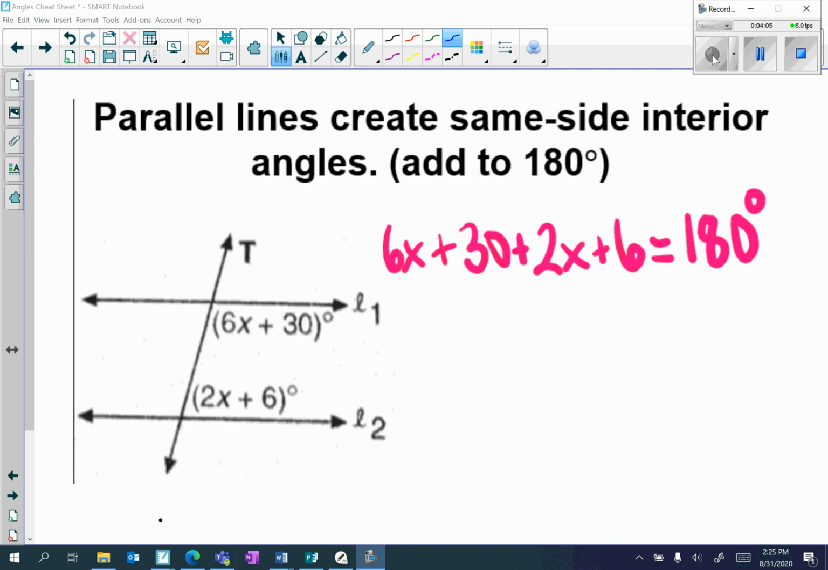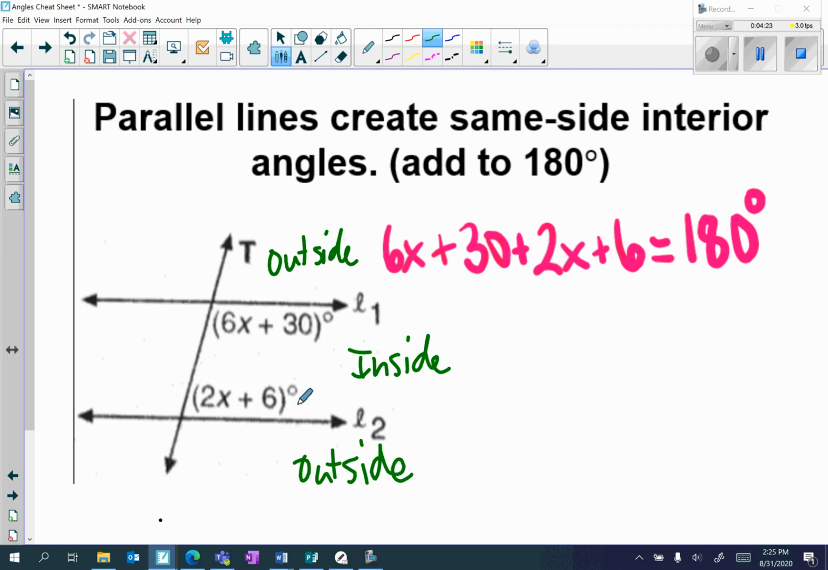Next, I have parallel lines create same side interior angles, and those angles are supplementary and add up to 180 degrees. So remember, I have outside angles, and I have inside angles, and outside angles. So if I have two angles that are inside my two parallel lines and on the same side, they're same side interior, and they're supplementary, meaning they add up to 180 degrees. So I add 6x plus 30 plus 2x plus 6 equals 180 degrees, and then I'm able to solve for x. And remember, if they're asking you to find the angle measurement, you would substitute x back into the angle measurement.